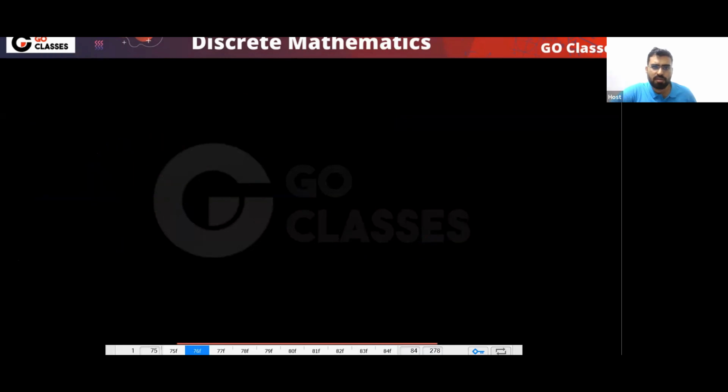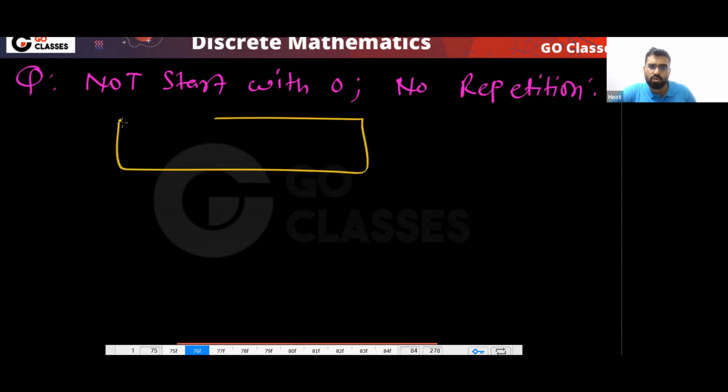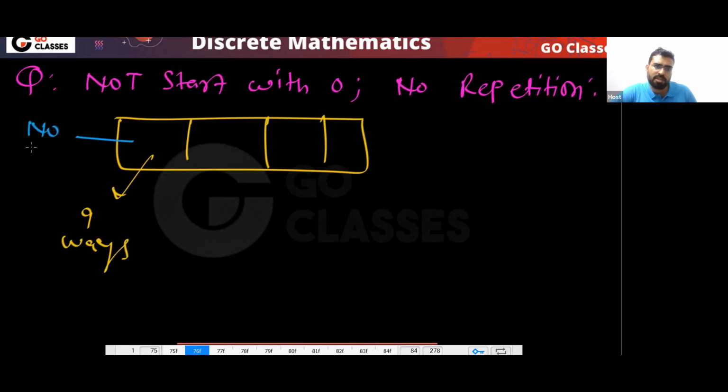One more question. So this is another question. Do not start with 0, and no repetition. Now tell me. It should not start with 0 and it should not have any repetition. Now the first position has 9 ways, because you should not put 0. Remember, there should be no 0. So there are 9 ways.